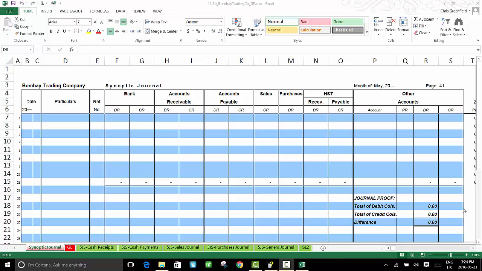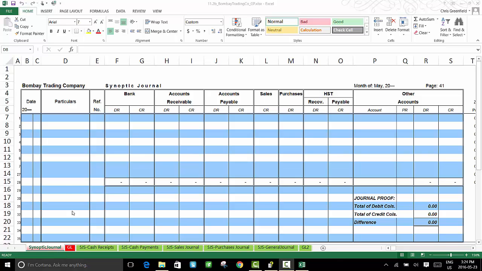Hi, accounting students. In this lesson, we are going to be looking at the Synoptic and 5 journal systems. Just to do a quick review of what we did in the theory lesson, we're going to talk very briefly about the two different systems and how they're the same and how they're different.